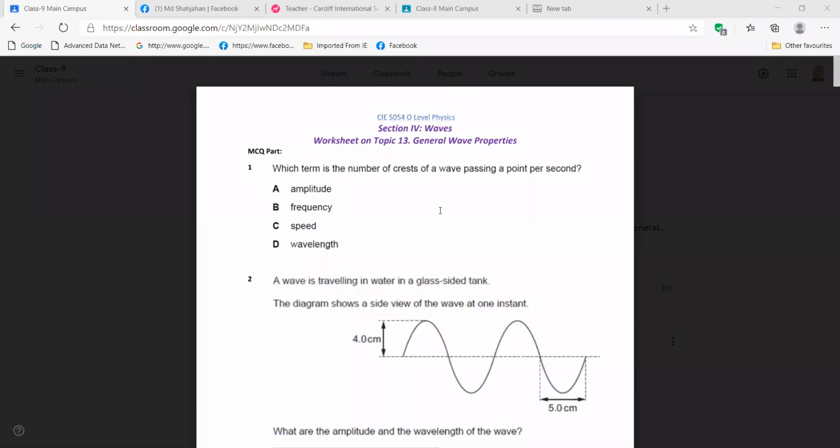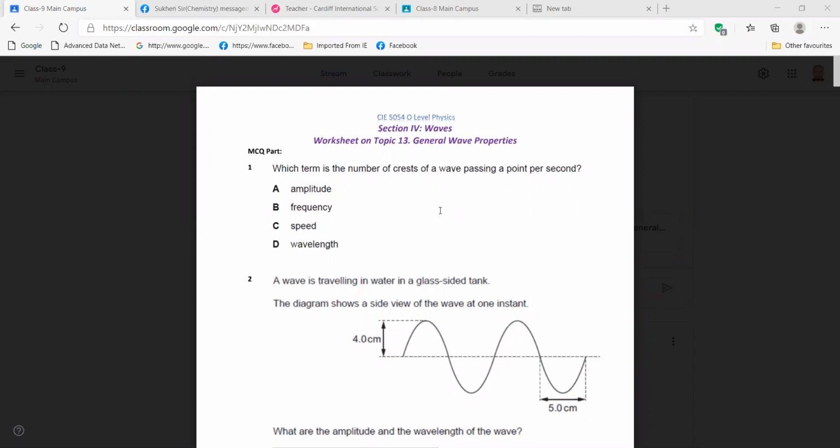Okay, sir. Ready. Which term is the number of crests of a wave passing a point per second? So which one is the answer? What do you think? Wavelength or frequency, sir? Okay. D or B, I think. B or D. Okay. I think it would be frequency. Okay. So we are going to other students.